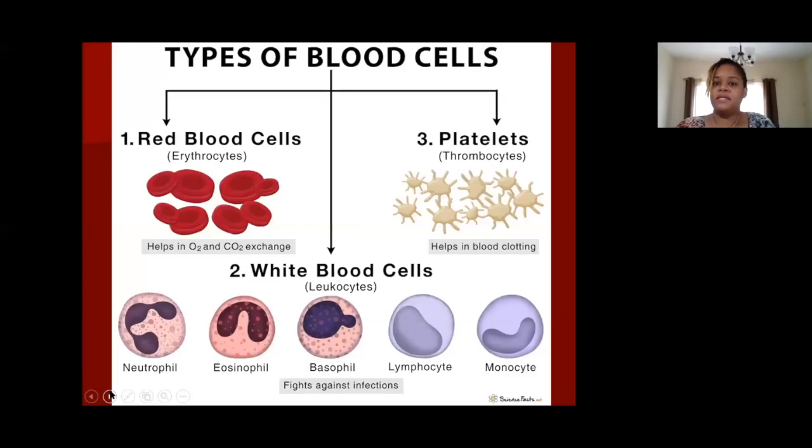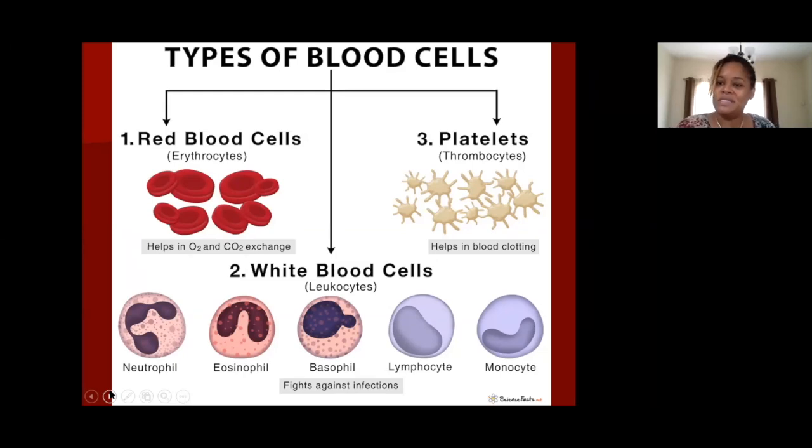So our blood cells. Now, when we talk about our blood cells, we primarily talk about our red blood cells, which we also refer to as our erythrocytes. We talk about our white blood cells that are also referred to as our leukocytes. And then we have our platelets, which aren't really true cells. We call them fragments of cells or fragmented cells, and they are also known as thrombocytes.